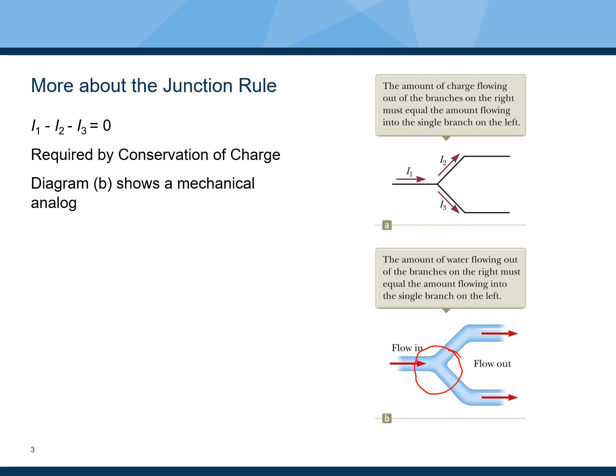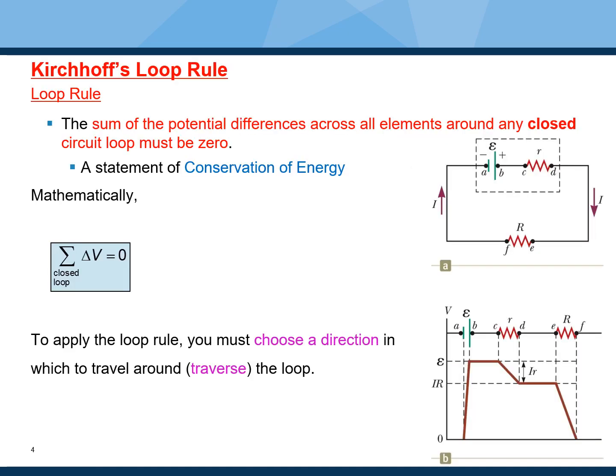So that is again an expression of conservation, and now we have a somewhat deeper appreciation of the fact that Kirchhoff's first rule, namely the junction rule, is an expression of conservation of charge in a circuit. So with that, let's move on to Kirchhoff's next rule, which is Kirchhoff's loop rule. The loop rule basically says that the potential differences across all elements around any closed circuit loop must be 0.